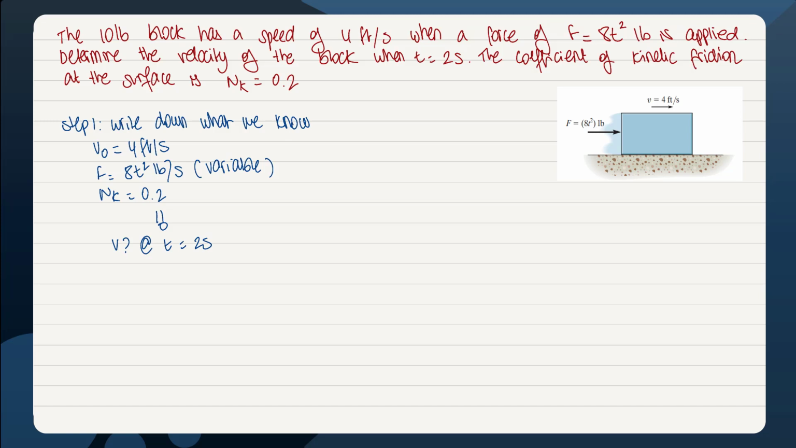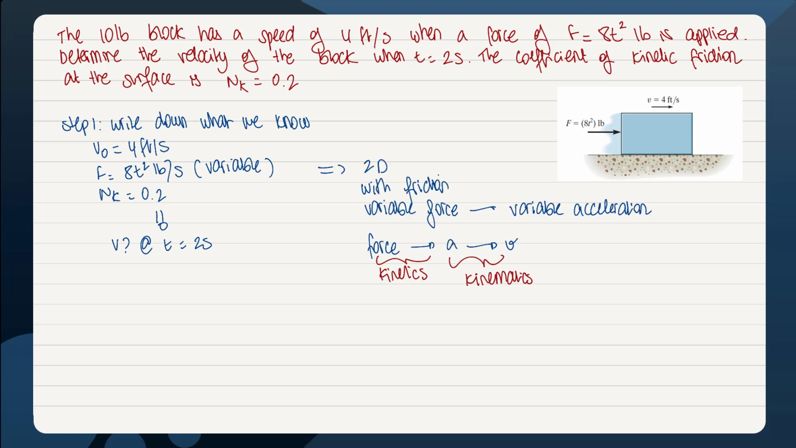So what can we conclude? First, we're dealing with a 2D system from the image. We know that we're dealing with friction since we're given mu k. We have a variable force which is applied, and from Newton's second law, we know that we will have a variable acceleration. We're asked to find the velocity at a specific instant, so we need to find an expression for v as a function of time, and then replace t with the value we want.